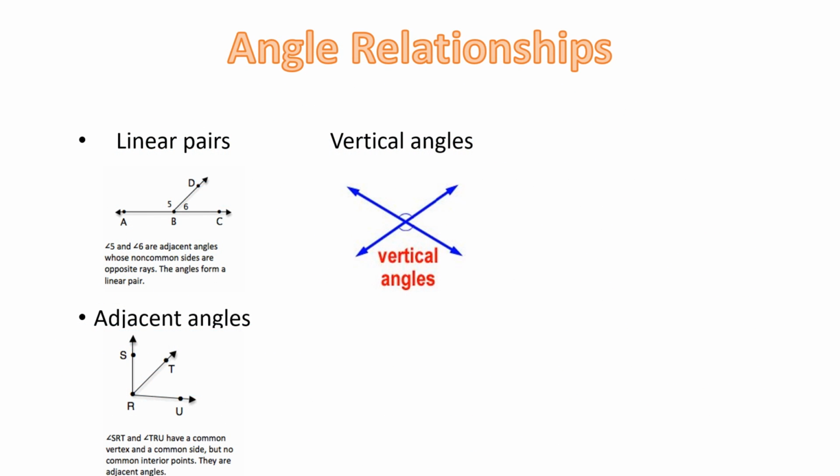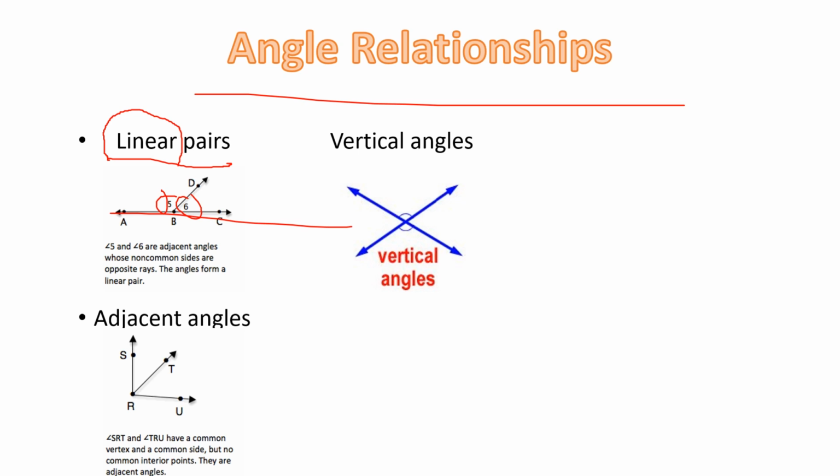These are examples of angle relationships, which we will be using later on in this problem. First comes the linear pair. Angles 5 and 6 form 180, which is linear. Let's read this: angles 5 and 6 are adjacent angles whose non-common sides are opposite rays. The angles form a linear pair. Linear, linear, linear. Just remember that.